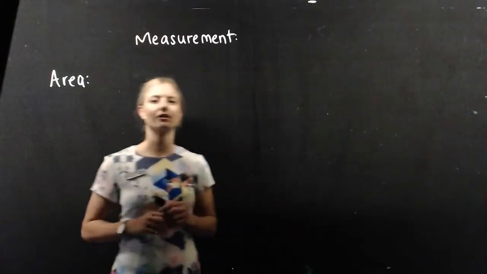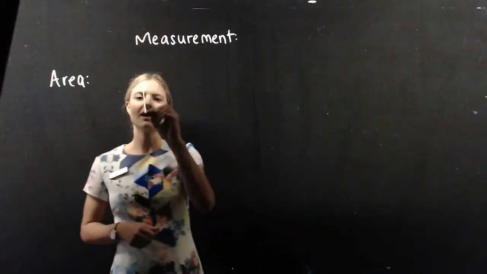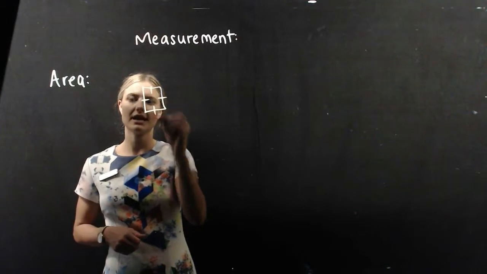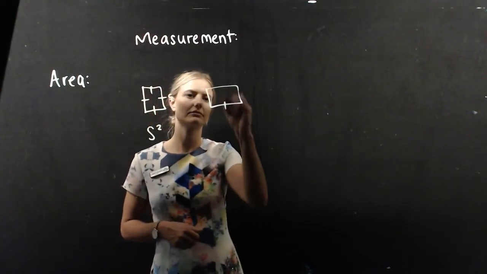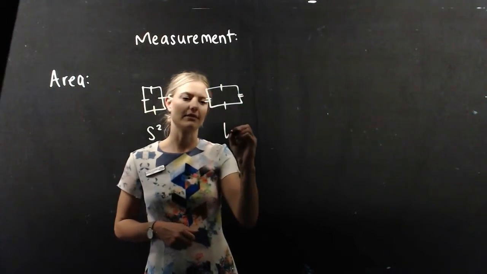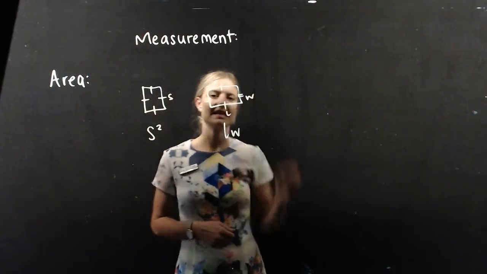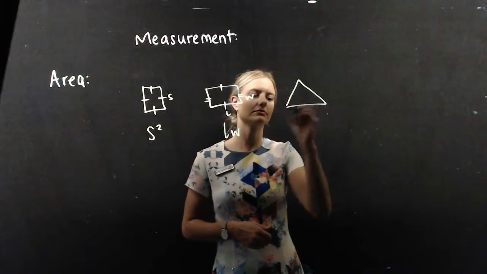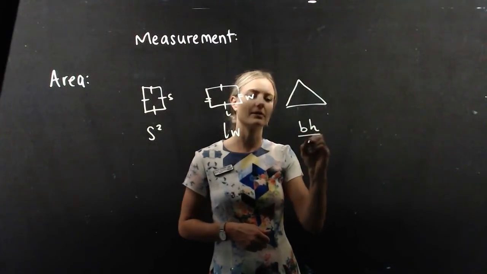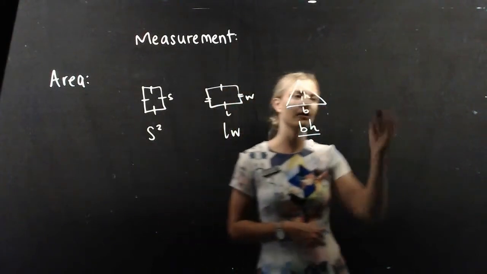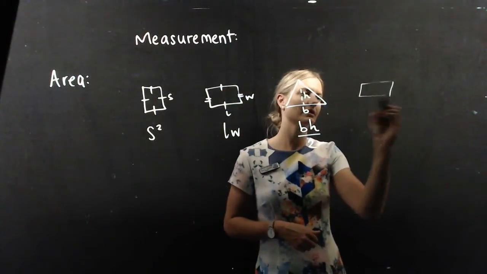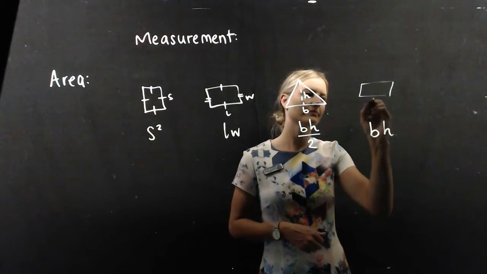Some important area formulas to remember include the area of a square as side squared, the area of a rectangle as length times width, the area of a triangle as base times height divided by 2, and lastly the area of a parallelogram as base times height.